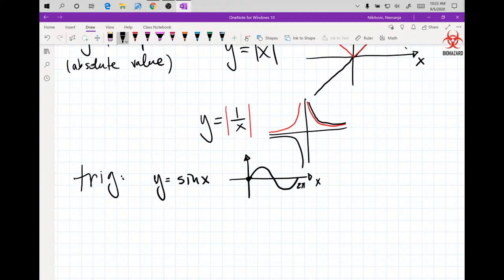But in terms of the function itself, it has infinite domain. So the cosine does the same thing, except it is shifted. So the cosine is going to start on top, dip down, go up, and end at 2 pi.